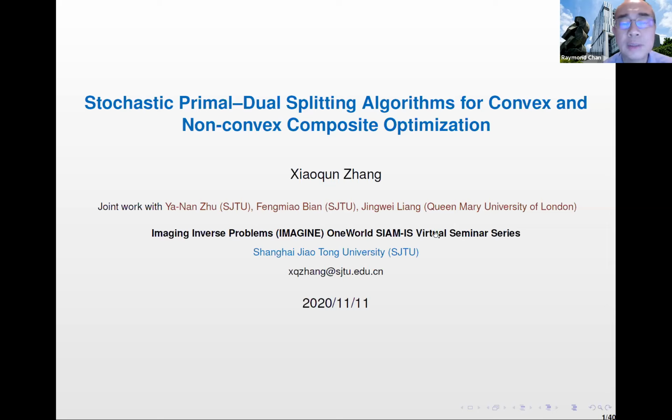She worked at the University of California, Los Angeles as a chief assistant professor from 2007 to 2010. Since 2010, she joined Shanghai Jiao Tong University. Her research interests include mathematical image processing, inverse problems, optimizations, and applications for medical imaging and data science. Today, she will talk about stochastic primal dual splitting algorithms for convex and nonconvex composite optimization in imaging. So now let's welcome Professor Zhang.